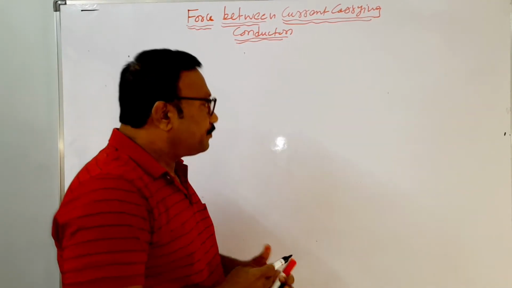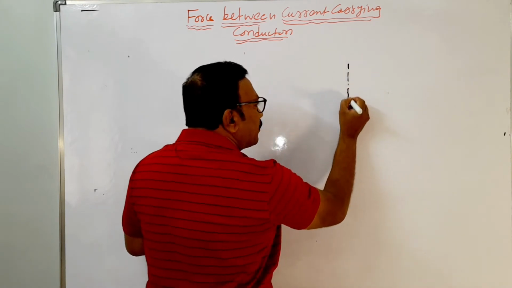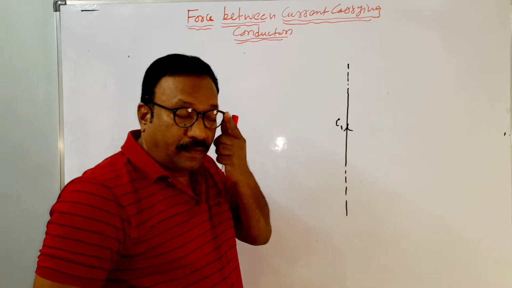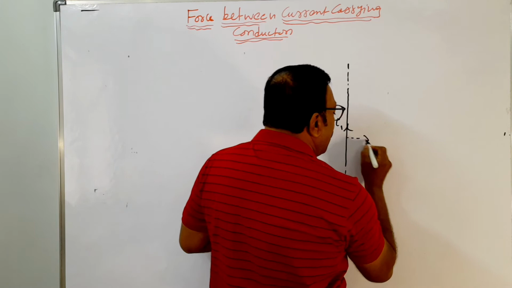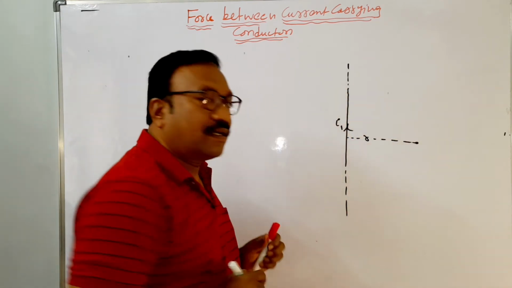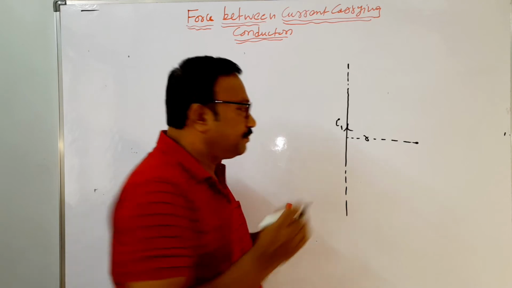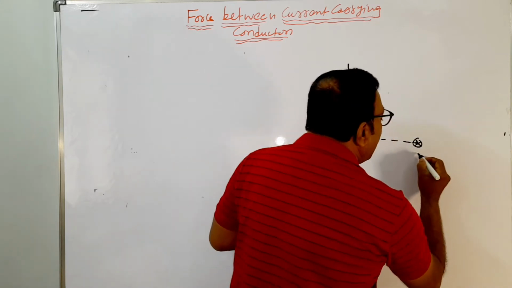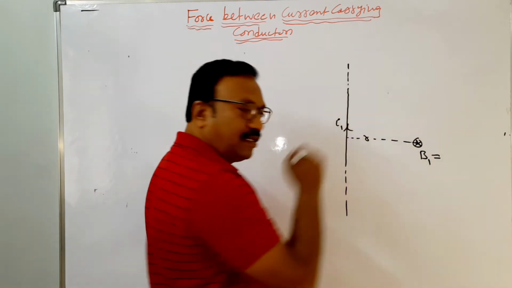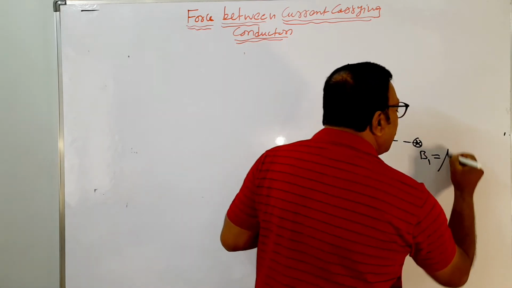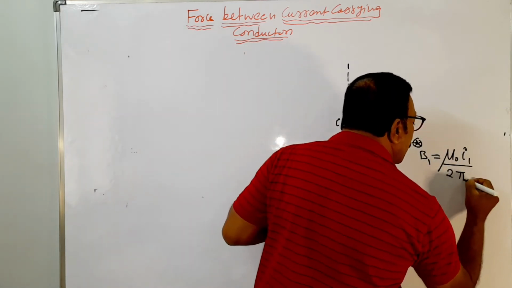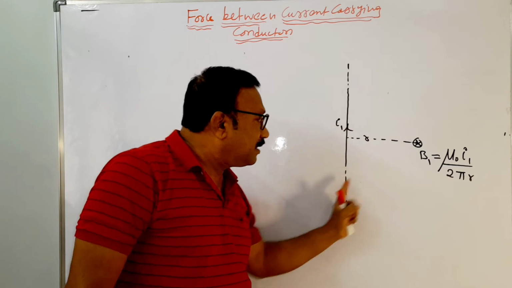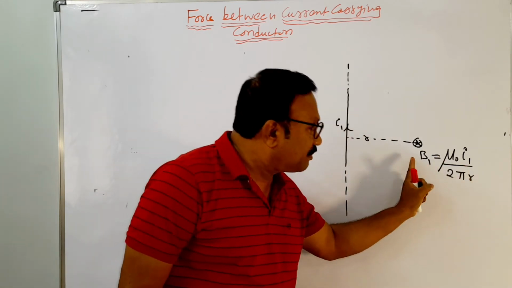Let us consider now, this is the first conductor, say current I1 is flowing. Now at a distance r, this conductor will produce magnetic field. And you know that magnetic field will be inward. So let that magnetic field be B1 because the first conductor is producing it. And this is given by mu naught I1 by 2 pi r. So at this point, at a distance r, this conductor having current I1 is producing this much magnetic field into the board.